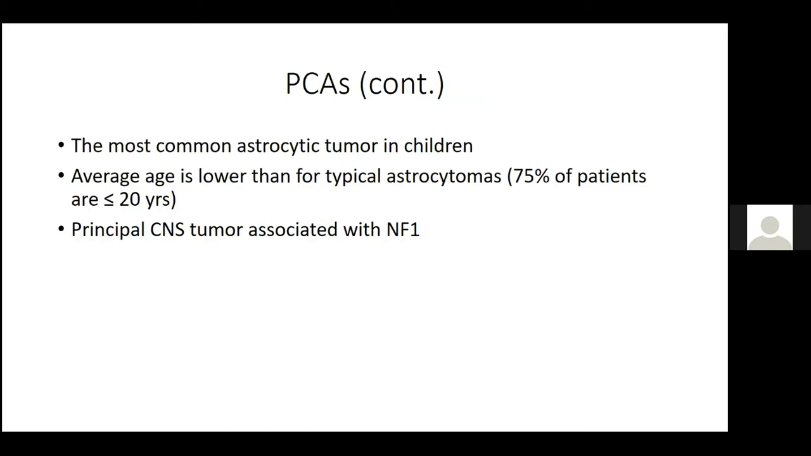These are the most common astrocytic tumors in children. Average age is lower than for typical astrocytomas. So 75% of the patients that have these are younger than 20 years. And they're actually the principal CNS tumor associated with neurofibromatosis type 1.